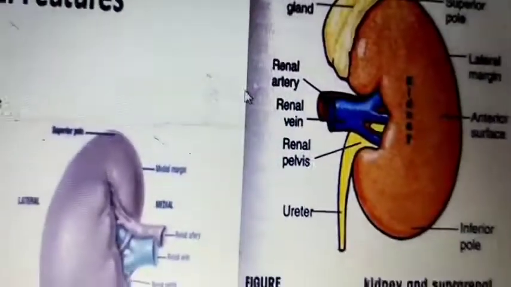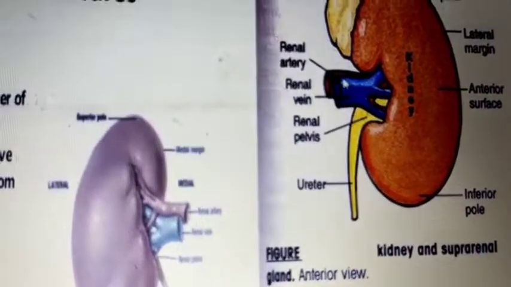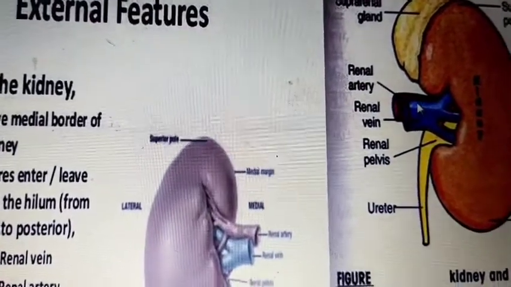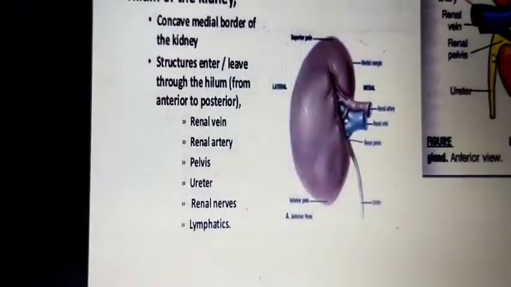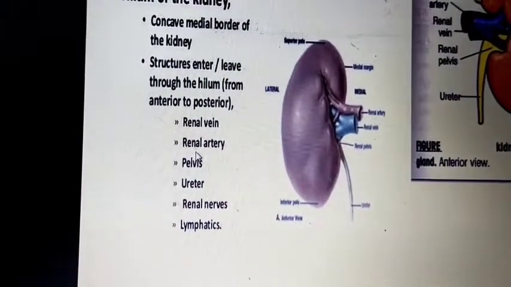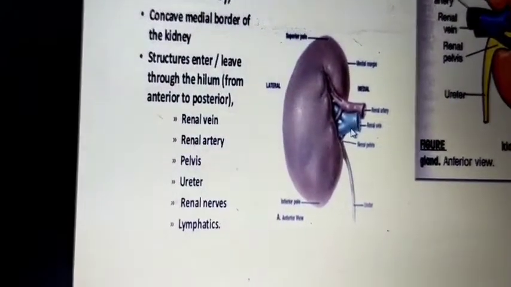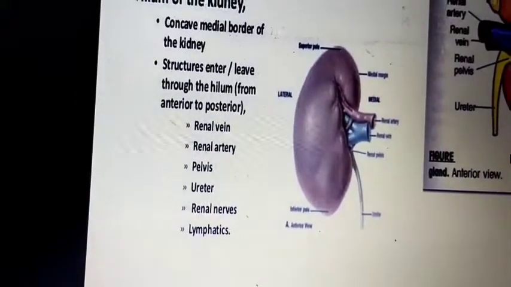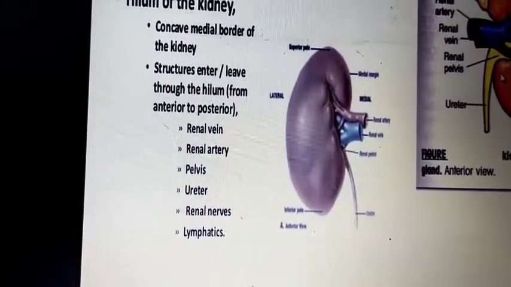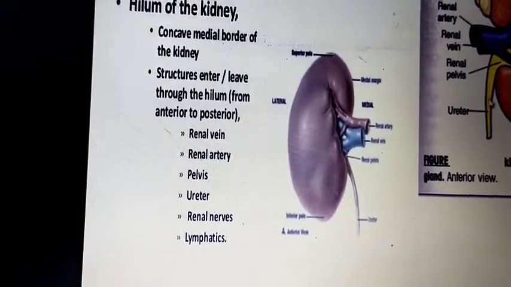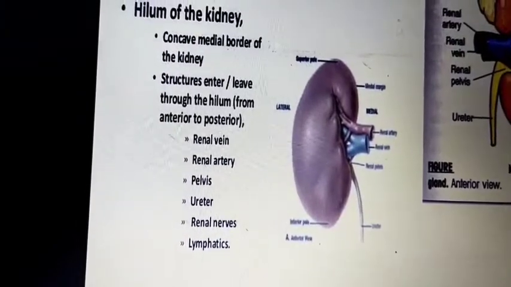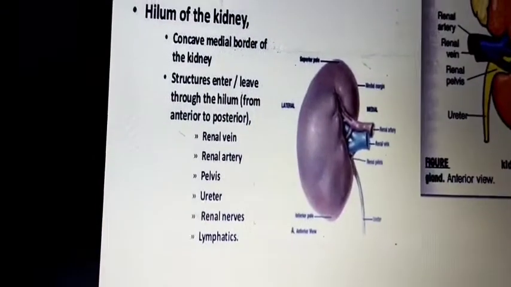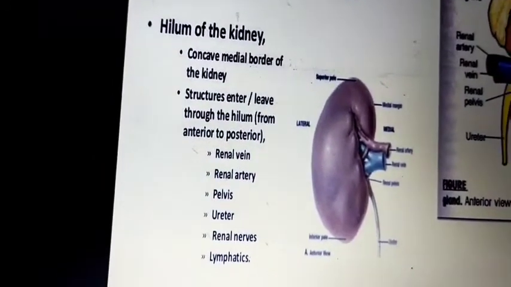You can see in this, from anterior to posterior: vein, artery, then ureter. If you go serially from upward to downward, then artery, vein, then ureter. When you go from superior to downwards, it is artery, vein, then ureter. If you go from anterior to posterior, it is vein, artery, then ureter. This is the arrangement in the hilum of the kidney.